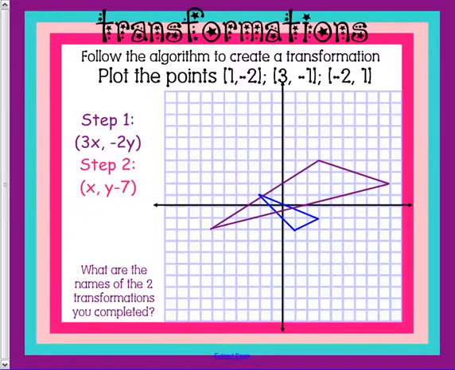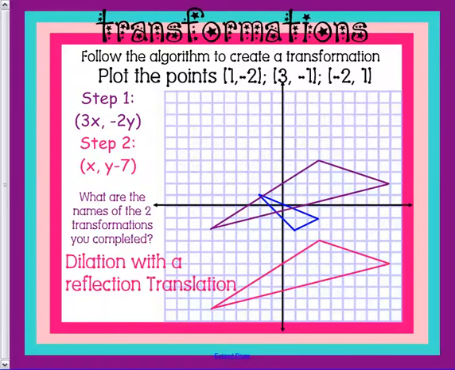The first step would be to multiply your x by 3 and your y by -2. Okay, so it's going to transform a little crazy. Then the second step would be to keep your x the same way, but then subtract 7 from all of your y's. So this is what it would look like. A dilation with a reflection and then a translation.